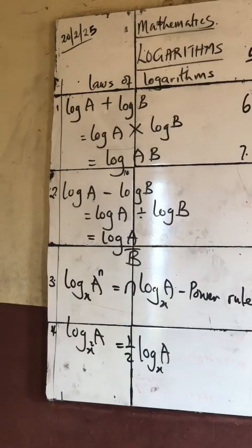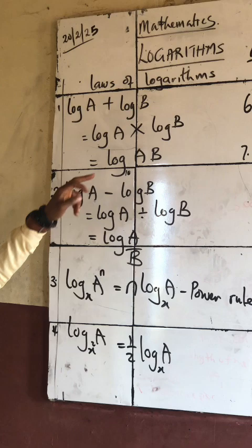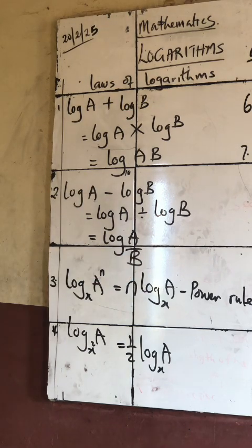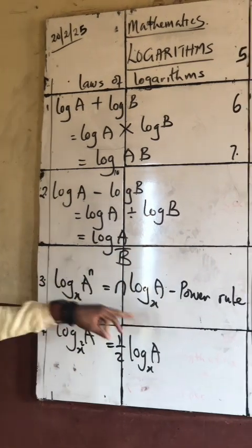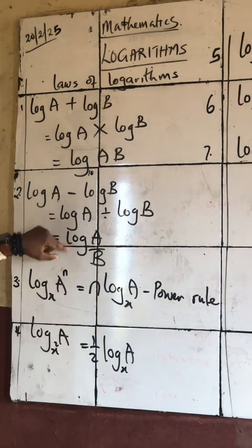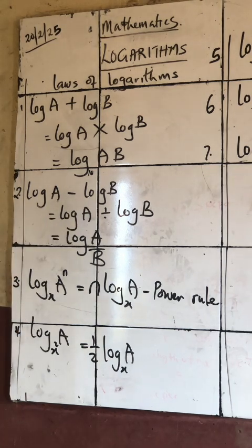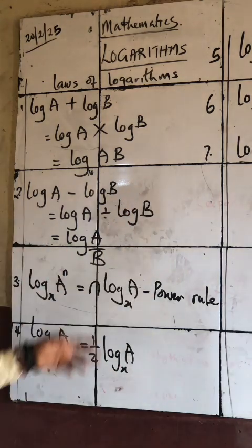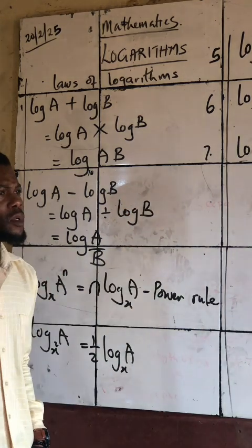So when you have addition, your addition becomes multiplication. When you have minus, your minus becomes division. And when you have a power law, the power will always come to the front. So that's about the laws of logarithm.